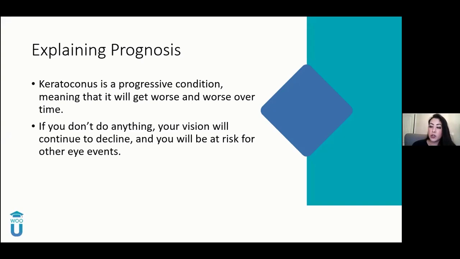I always make sure that I explain the prognosis of the condition. I always tell patients that keratoconus is a progressive condition, and that means that this will get worse and worse over time. If you don't do anything, the vision will continue to decline and you'll be at risk for other eye events. And I think it is so important that we explain this to patients, because a lot of times people think that if they don't do anything at all, it's really not that big of a deal.